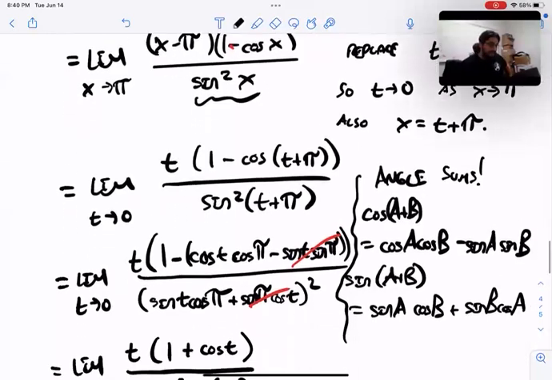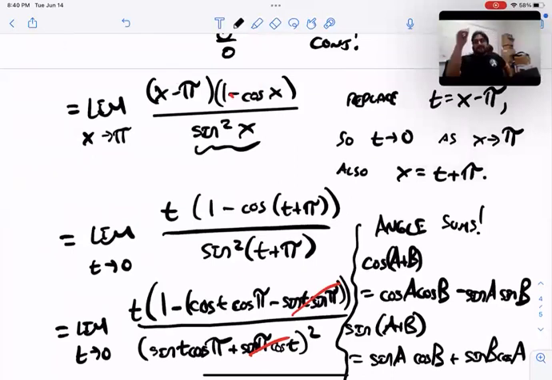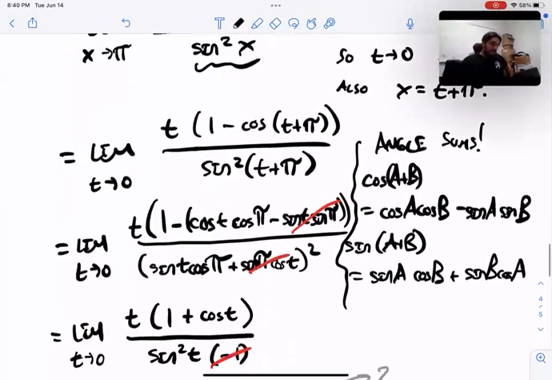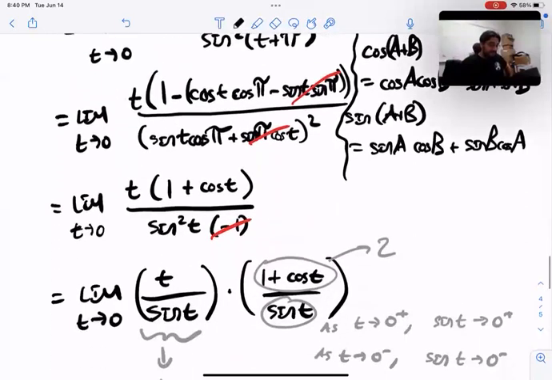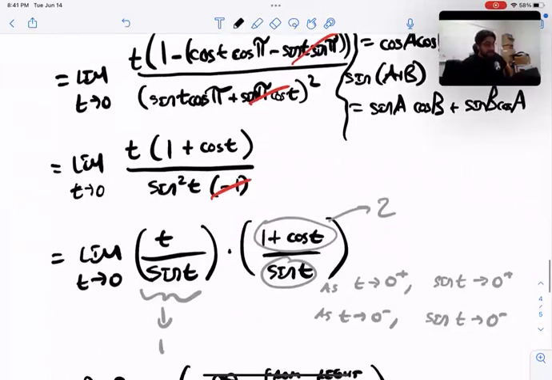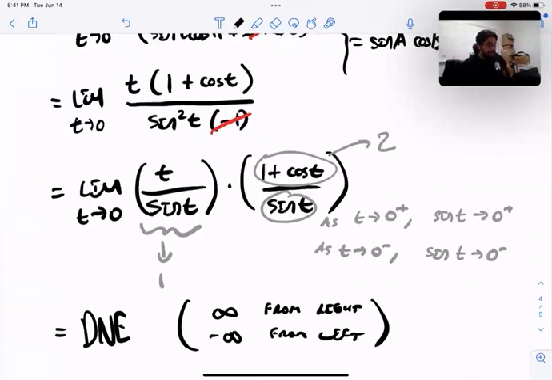After we made that substitution, we substituted in for x minus pi, calling that t. After which we were able to use the angle sum identities because now we had t plus pi inside our cosines and sines. And when all of that settled, we were excited because we saw a ratio of t with sine t, and that's good because that's a special limit that we know.